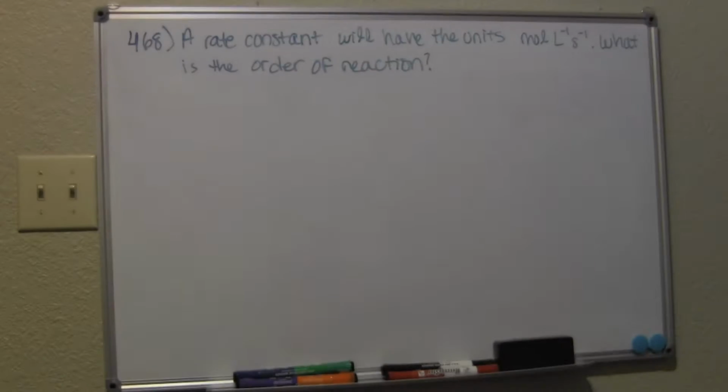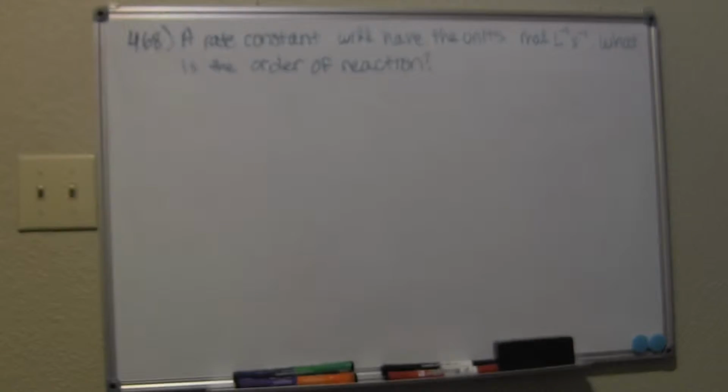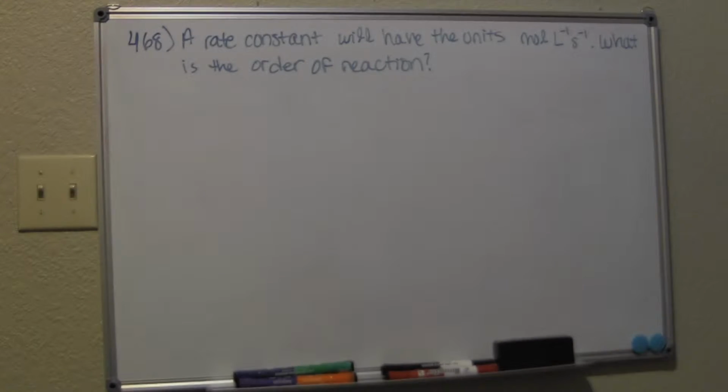Alright, now I'm going to be teaching you how to determine the order of reaction when given certain units of your rate constant. It might be a little confusing at times to determine the order of reaction if you're not given it in a question, because some questions will ask you what is the order of reaction, just like this one. So I'm going to show you how to determine it just based on the units, okay?